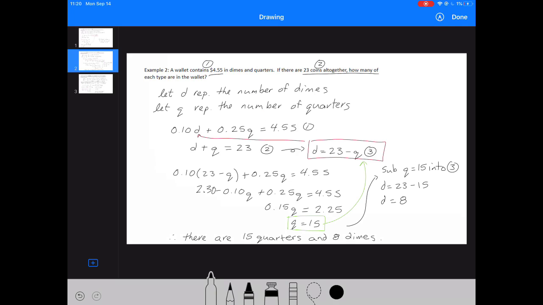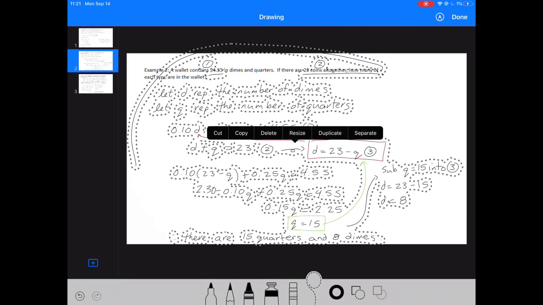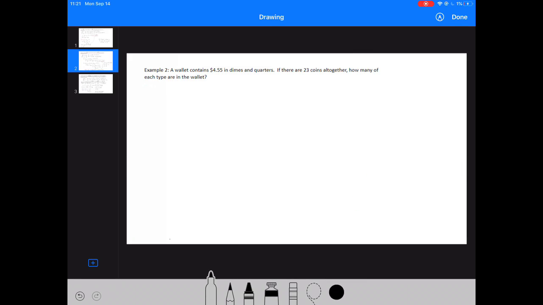Let's do a second example here. So this is about money. A wallet contains $4.55 in dimes and quarters. That's going to give us our two variables that we're going to use. So let D represent the number of dimes, and we'll let Q represent the number of quarters.